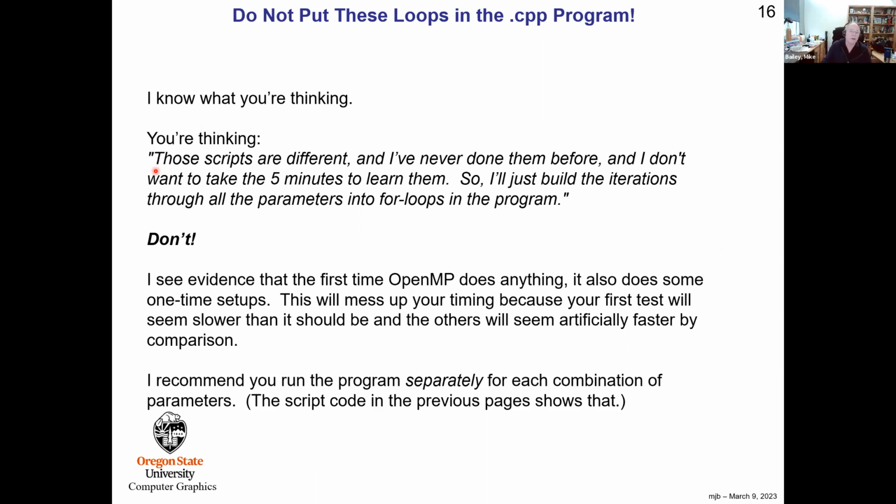And that sounds like it ought to work, but don't do it, because I've seen evidence that OpenMP actually does some amount of setup the first time you do something with it. And so if you're doing multiple combination runs out of one program, the first combination will take longer than it should. And then the others will be faster than they should, and it'll mess up your timing. Do one parameter combination per program run. Do it the way that you just saw here.